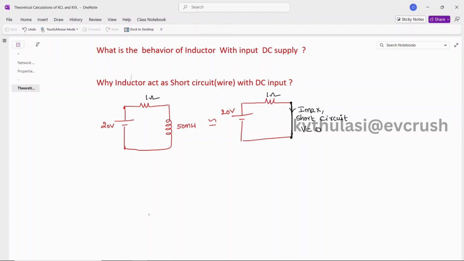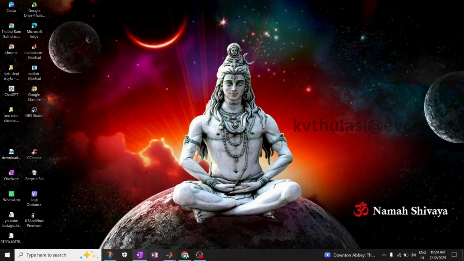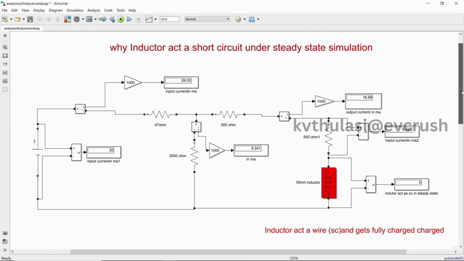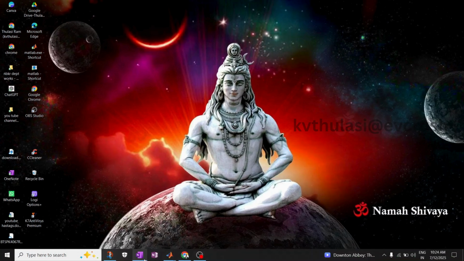This is a very good confusing question in electrical engineering, and for the remaining students of intermediate, I would like to give an overall view of the theoretical study. So first I will handle this problem with theoretical study, and then I'm going to verify the output with a MATLAB simulation. This is the MATLAB simulation that I had performed to show the behavior of an inductor under steady state. Okay, now let's go into the concept.